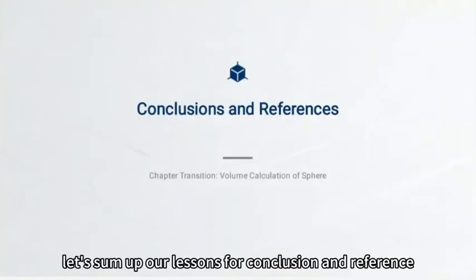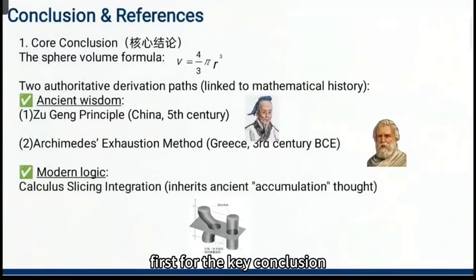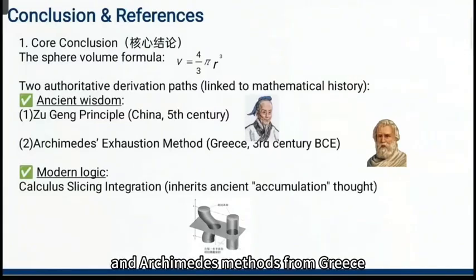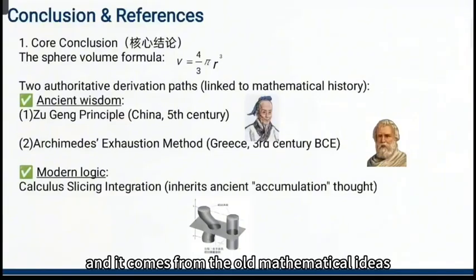Now, let's sum up our lessons for conclusion and reference. First, for the key conclusion, for the sphere volume formula, we have 3 ways to work it out. 2 are ancient methods: the Zu Geng principle from China, and Archimedes' method from Greece. The modern way is calculus slicing, and it comes from the old mathematical ideas.